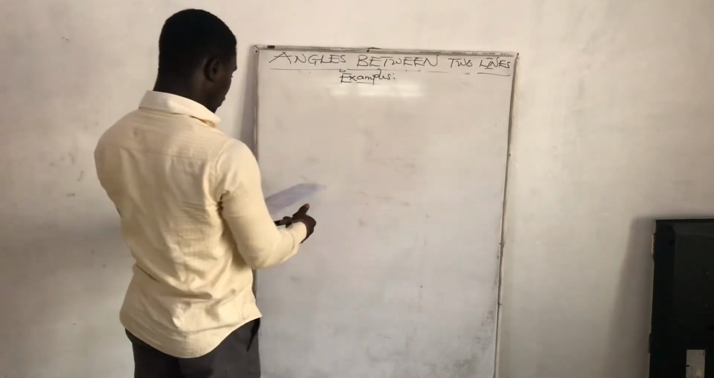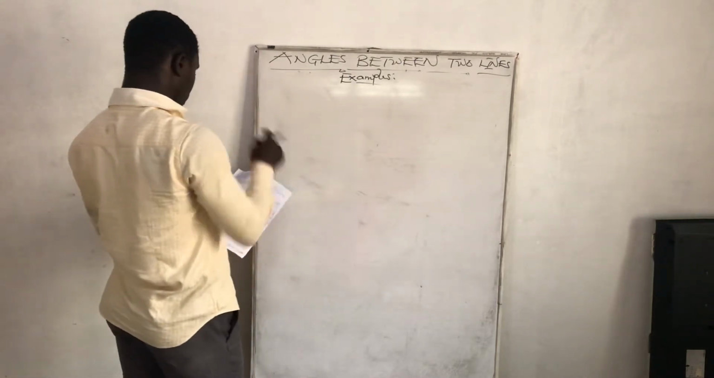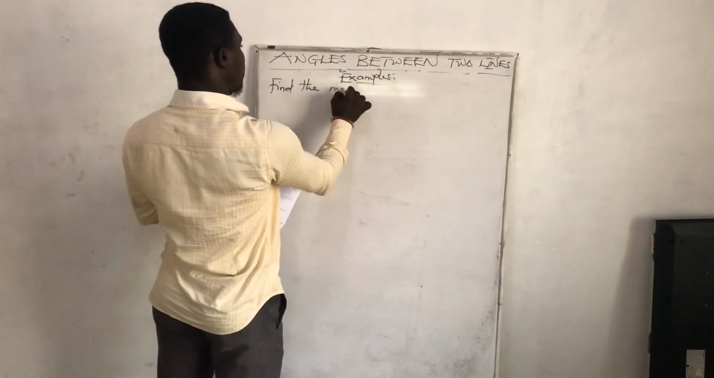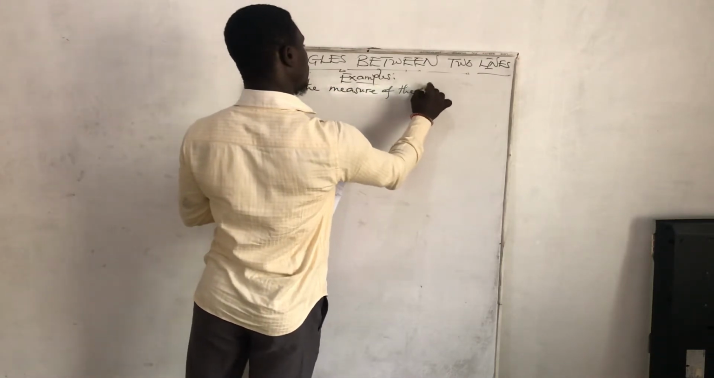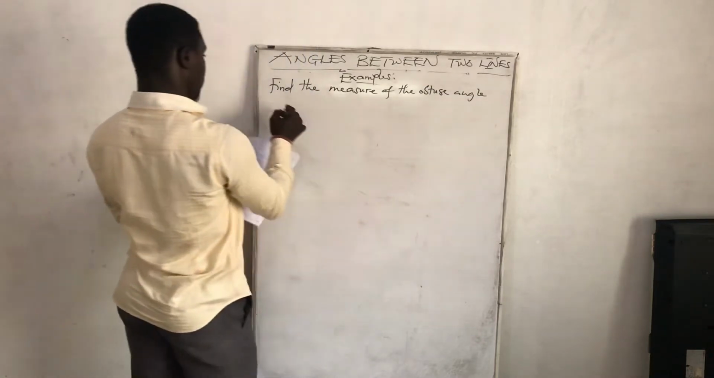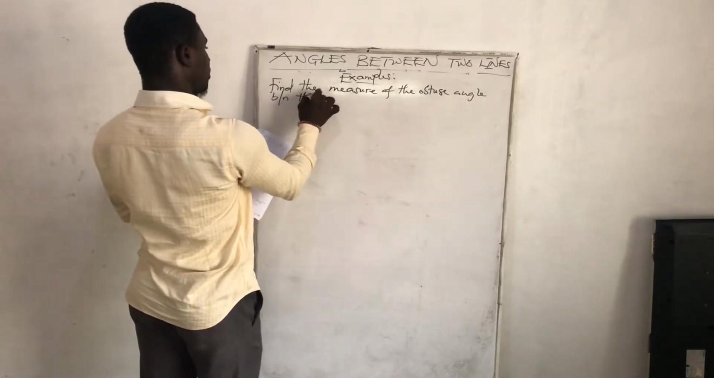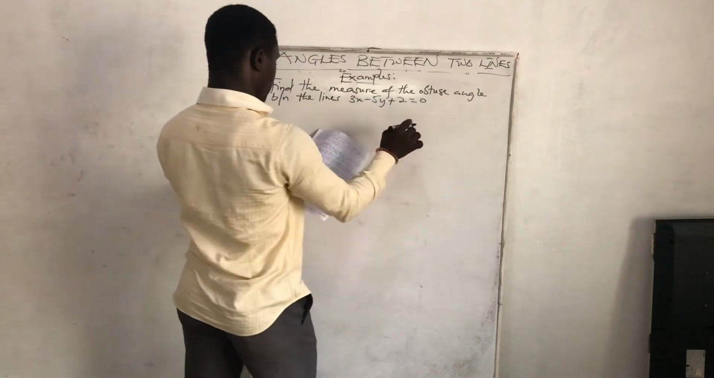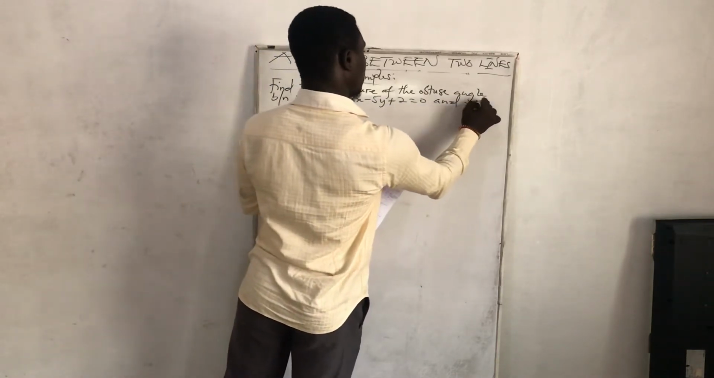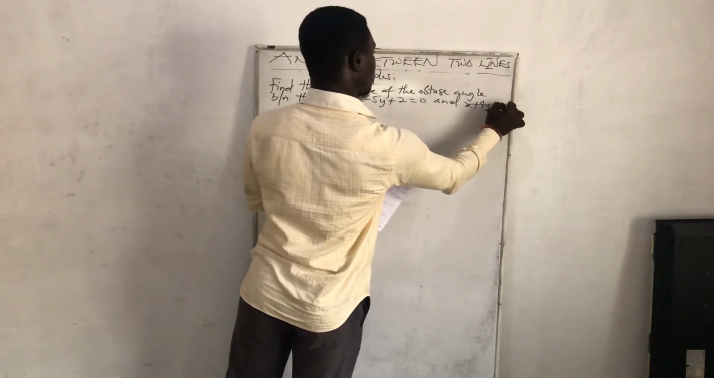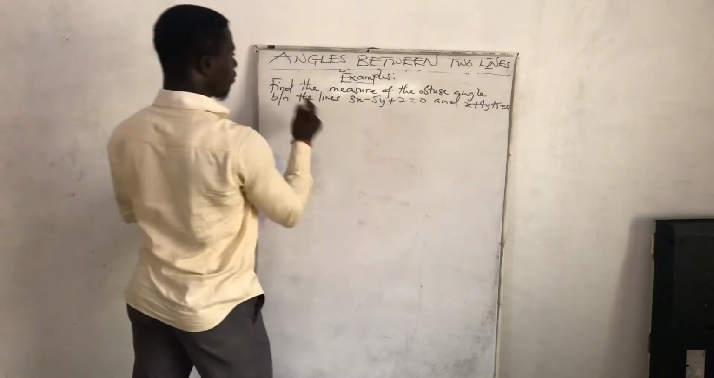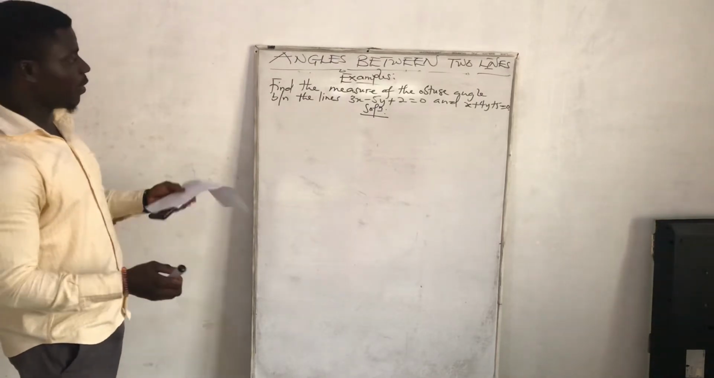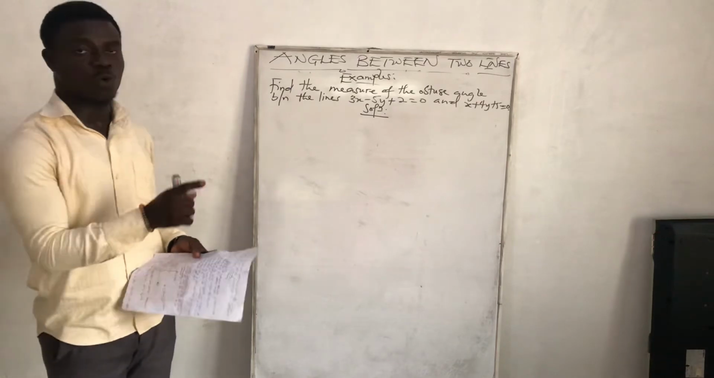Let's proceed to another example. Find the measure of the obtuse angle between the lines 3x minus 5y plus 2 equals 0 and x plus 4y plus 5 equals 0. Full stop. So find the measure of the obtuse angle between the lines 3x minus 5y plus 2 equals 0 and x plus 4y plus 5 equals 0.